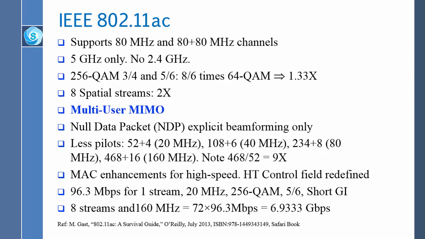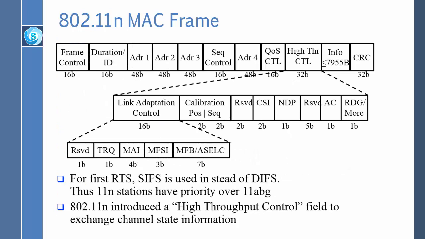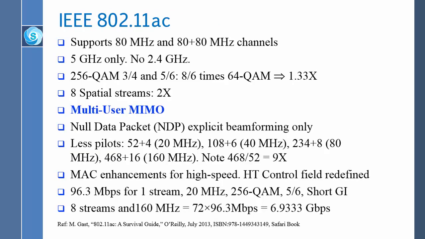Anyway, let's see. MAC enhancement for high speed, HT control field redefined. So that field that we showed you before for 11N, this one is now another definition for 11AC. And you will get 96.3 for one stream, 20 megahertz, 256 QAM, 5 by 6, short GI. If you do all of this, you get 96.3 megabits. If you do 8 streams and 160, 8 times here and 9 times here, 72 times, you get 6.9 gigabits.